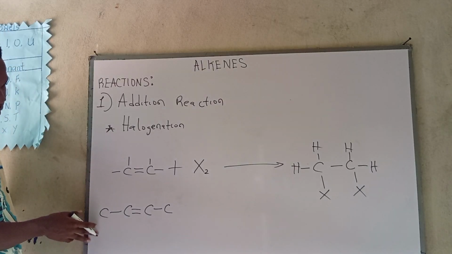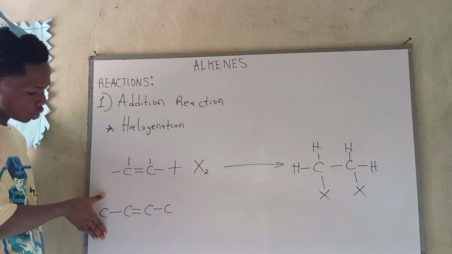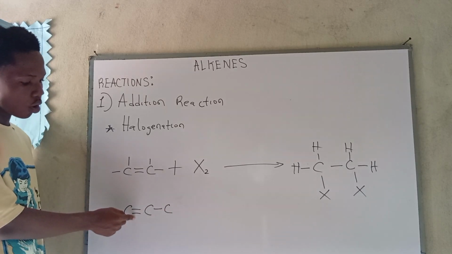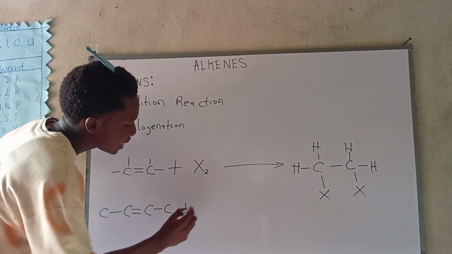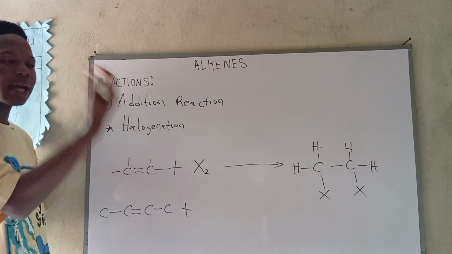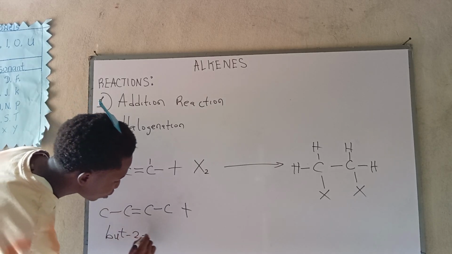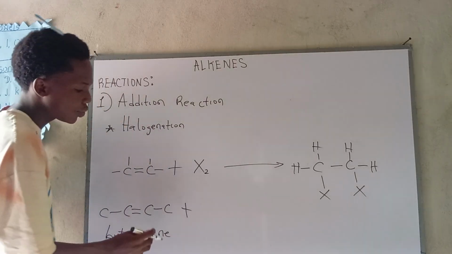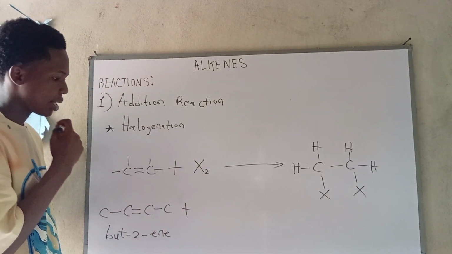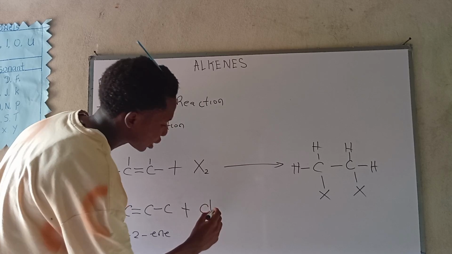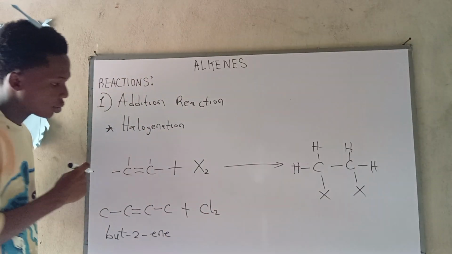Okay, from the look of things, we have this compound here to be what? But-2-ene. Okay? So now if but-2-ene reacts with a halogen, what will happen? Let me write it. But-2-ene reacts with a halogen. Which halogen should we use? Let's use chlorine. That will be okay. You can also use bromine when you're writing yours.